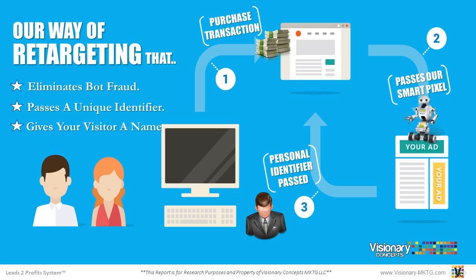Now, this process allows us to accomplish two things. The first thing is it allows us to eliminate bot fraud, right? All the fake clicks. That is a big problem going on right now in paid advertising, because we all know that bots or fake clicks don't buy things, right? The second thing is that the consumer during this transaction, during that purchase, passes back to us a unique identifier that we connect with the retargeting pixel.